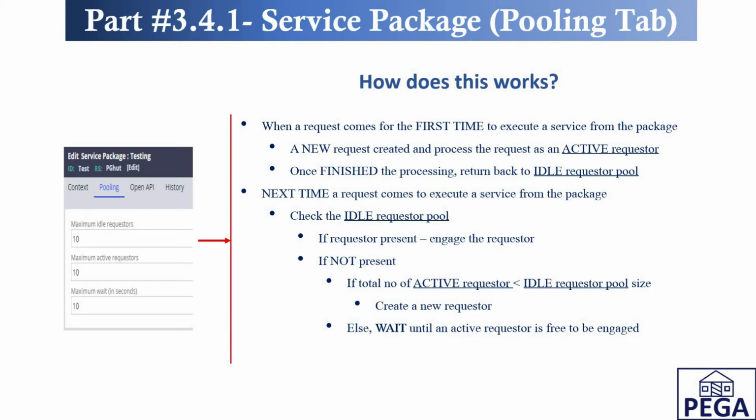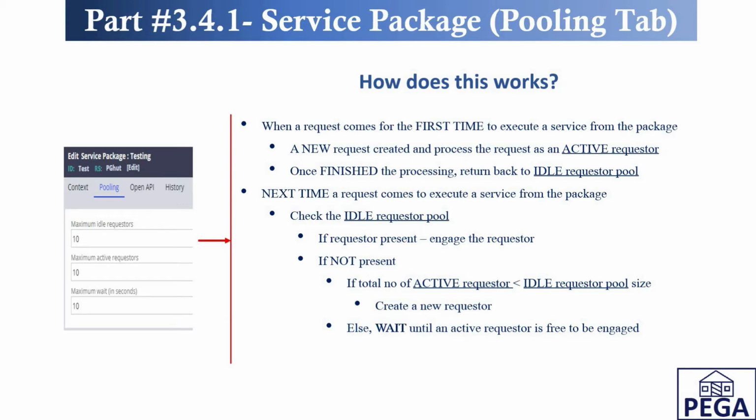Next time, let's say two requests come into Pega. Pega checks the idle requester pool, and the idle requester size is 1. It assigns that idle requester to the request and makes it an active requester so it can process the request, and creates another requester for the second request. After they both finish the job, they come and sit in the idle requester pool, which is now 2. Now let's say another 5 requests come into the picture.